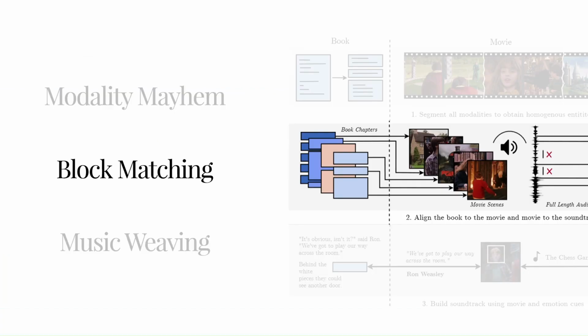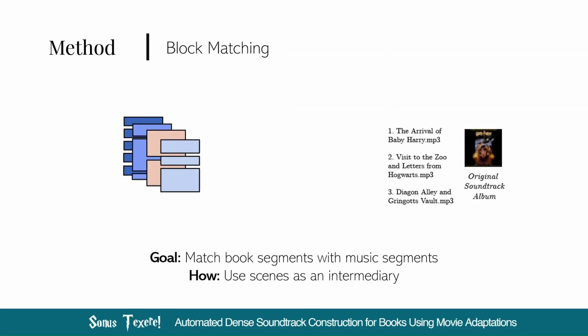Great, so far we have segmented each modality into smaller chunks, which will greatly help with processing. But now we aim to build relations between these. Once again, the ultimate goal is to match book segments with music segments, and we can do this by using movie scenes as an intermediary.